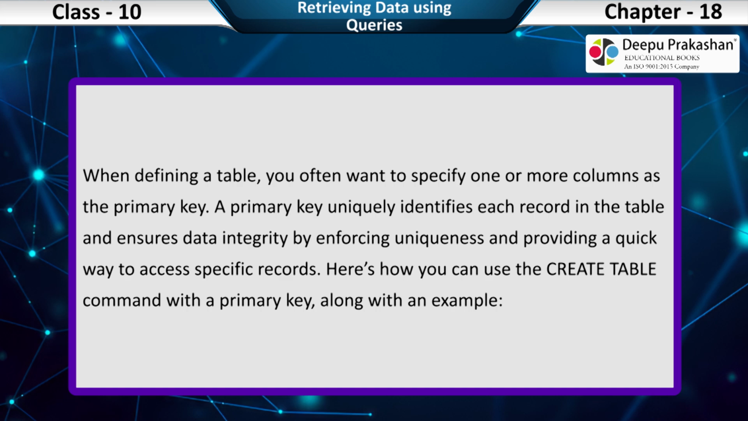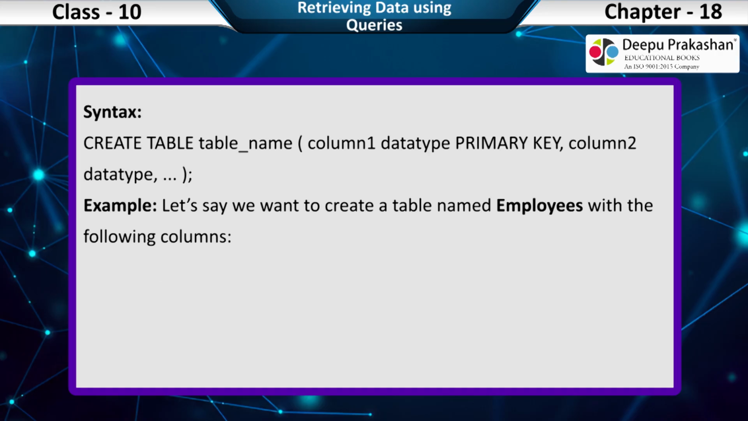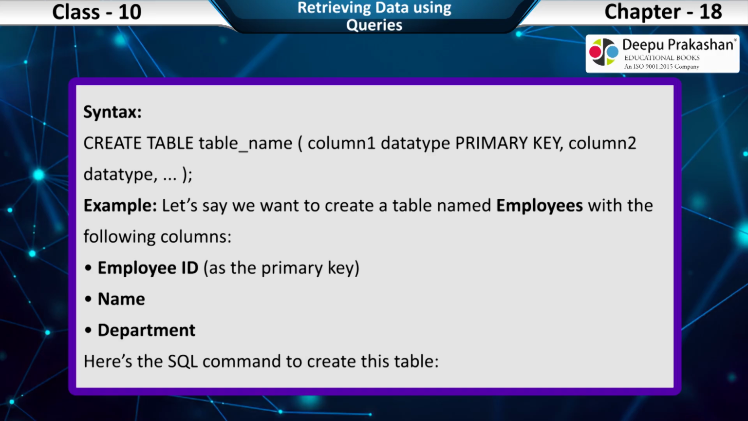Here's how you can use the create table command with a primary key, along with an example. Syntax: create table table_name, column 1 data type primary key, column 2 data type. Example: let's say we want to create a table named Employees with the following columns. Employee ID as the primary key. Name. Department. Here's the SQL command to create this table.